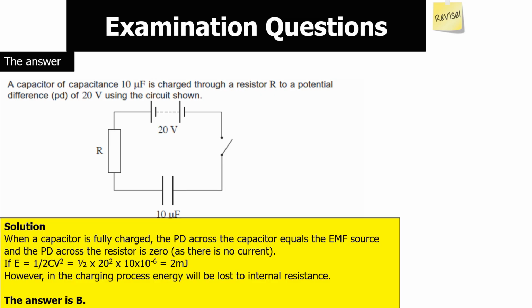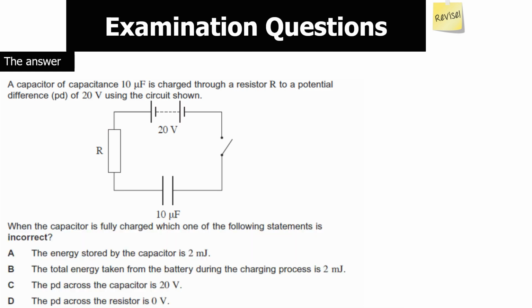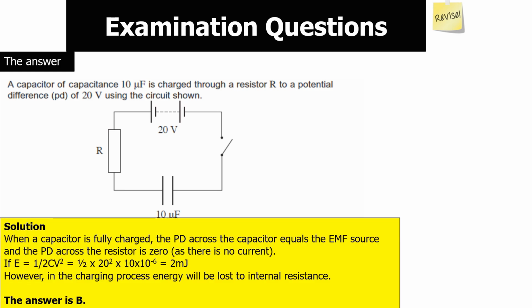Right, so when a capacitor is fully charged, the potential difference across the capacitor equals the potential difference of the EMF source. That's just a fact. And the PD across the resistor is 0 because there's no current, because it's fully charged. So if we say E equals a half CV squared from the equation sheet, it's a half times 20 squared, the potential difference, times 10 times 10 to the minus 6, which is the capacitance. So our answer is 2 millijoules. However, in the charging process, energy will be lost to resistance, so the energy supplied is going to be slightly less than 2 millijoules. As a result, the answer is B.